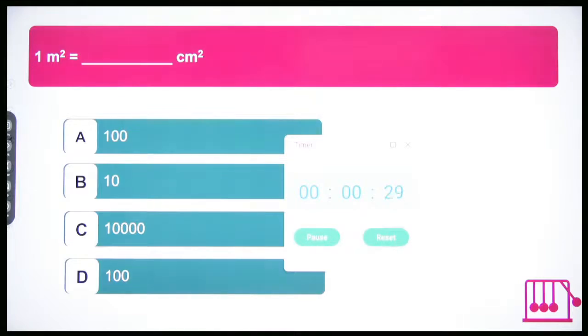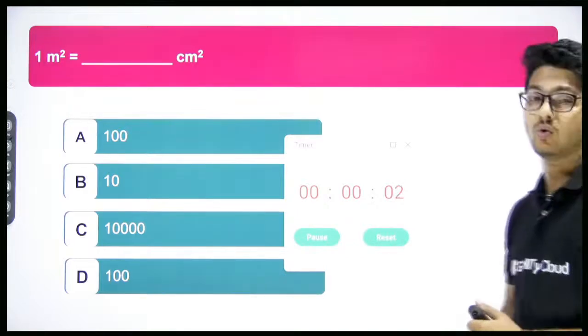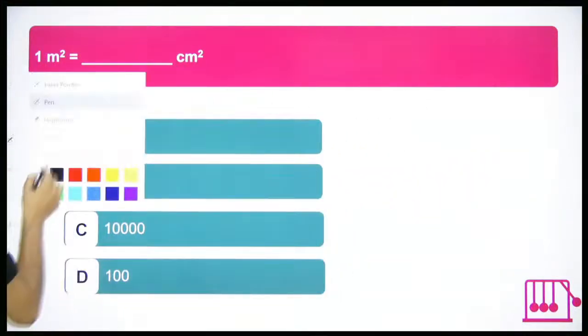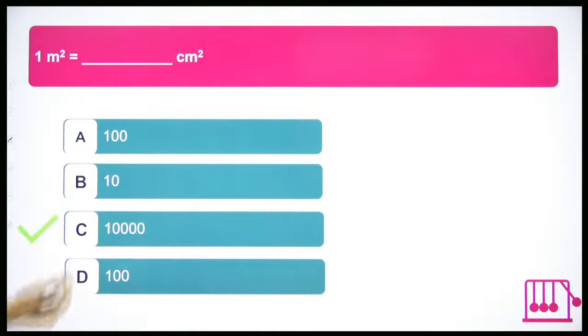Thirty seconds more. Fifteen seconds more, everyone. 1 meter square is equal to dash centimeter square. So 5, 4, 3, 2, 1. The time is up. Now let us solve it. And the answer, by the way, is option C.